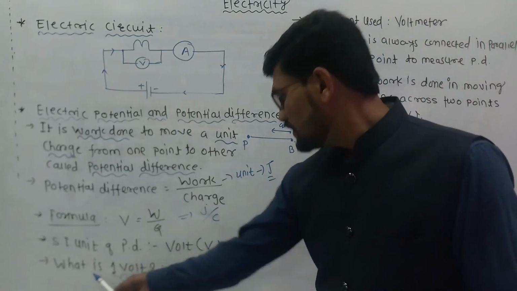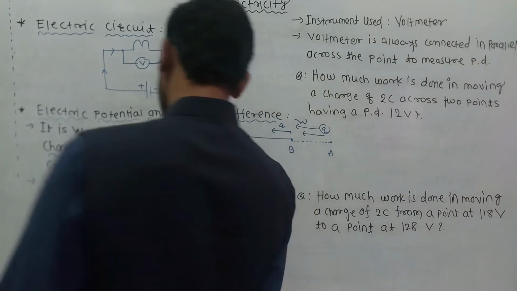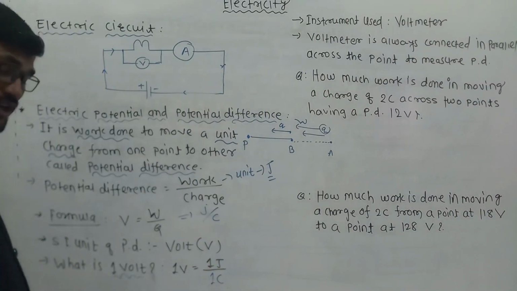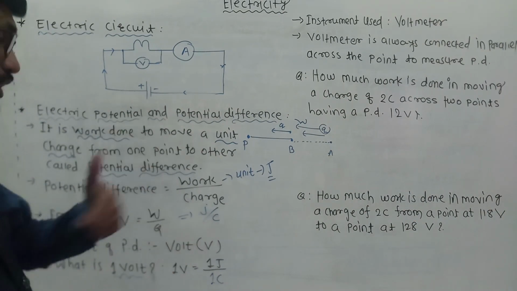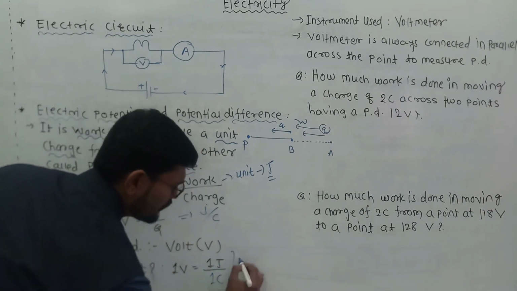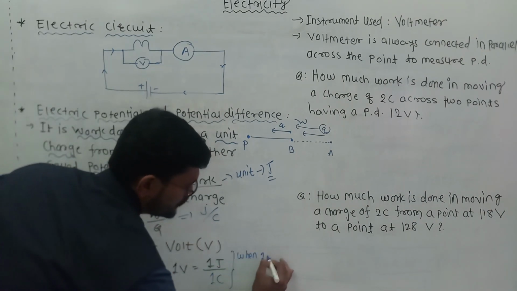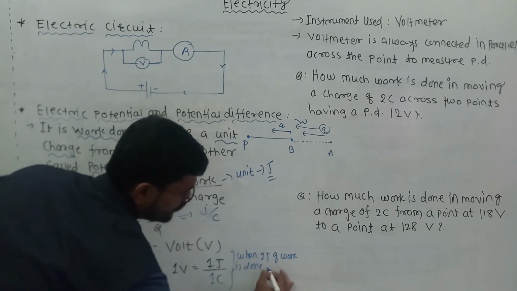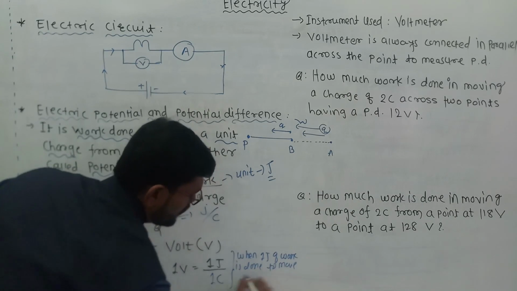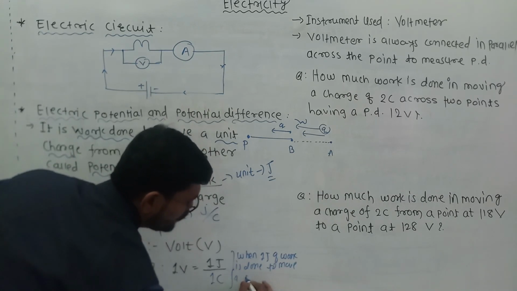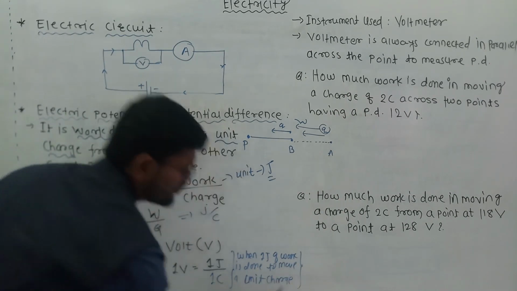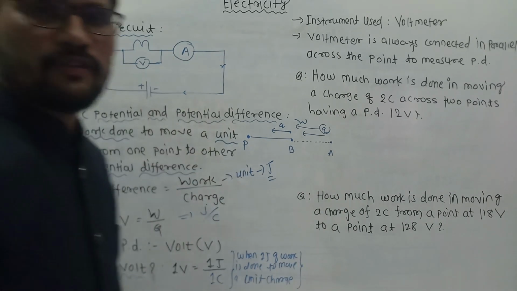Clear? So this is what exactly it is to be called as 1 volt. So what is 1 volt now? When 1 joule of work is done to move a point charge from one point to another point. Here I can write: when 1 joule of work is done to move a point charge, or to move a unit charge, this is what it is to be called as 1 volt.